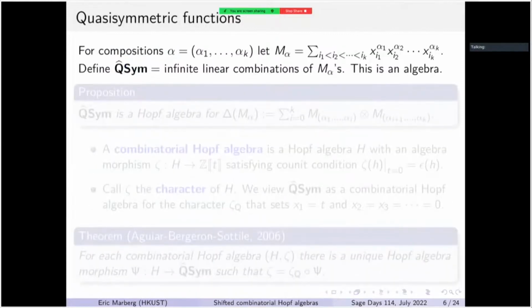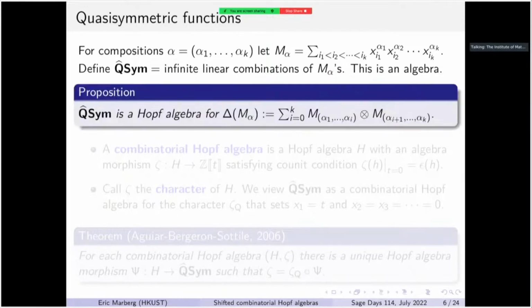So now I want to talk about combinatorial Hopf algebras, which means we want to talk a little bit about quasi-symmetric functions. For compositions alpha, which are just finite sequences of positive integers, we have this monomial quasi-symmetric function, which is just the sum of the corresponding monomials where we change all the indices by a translation. So we keep them in order. And quasi-symmetric functions are just linear combinations of these monomial quasi-symmetric functions. And it's a standard exercise to show that this is an algebra, a subalgebra of power series that contains the symmetric functions.